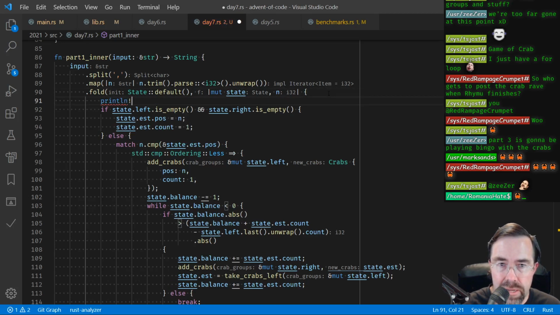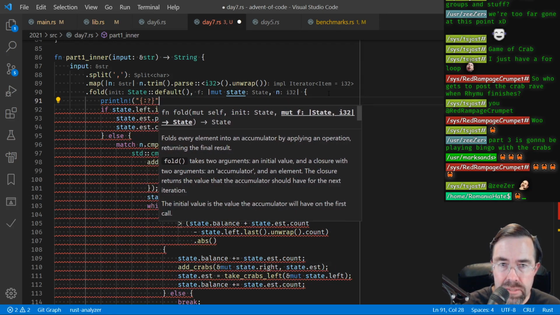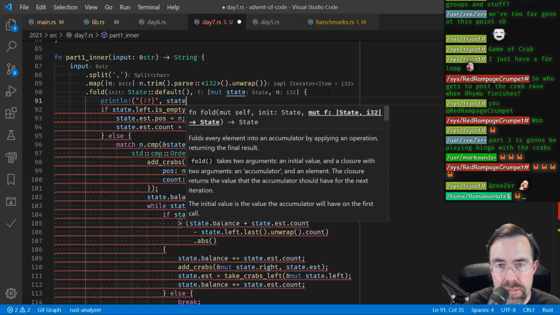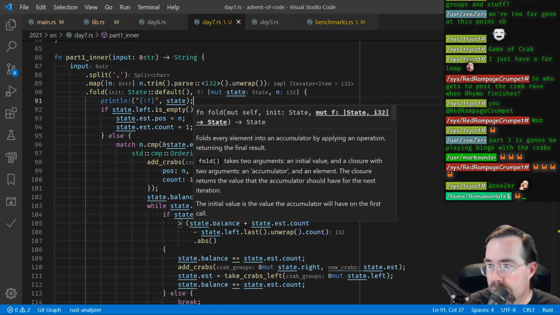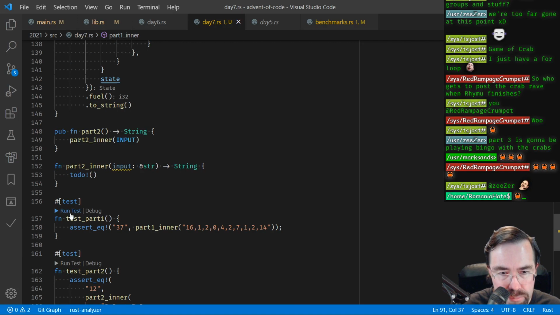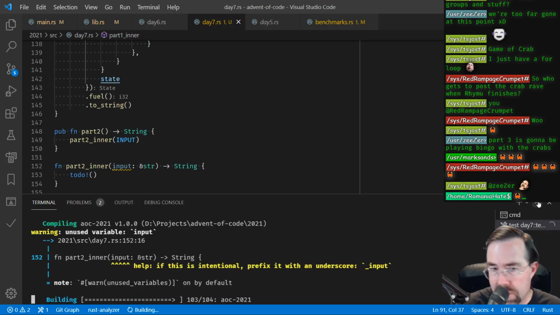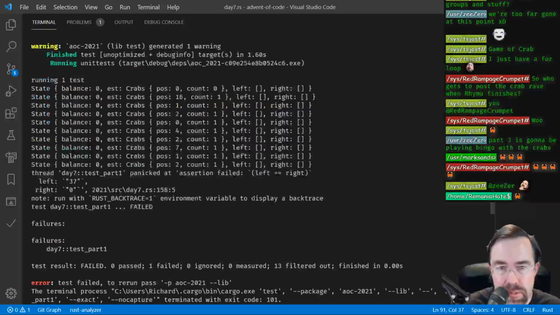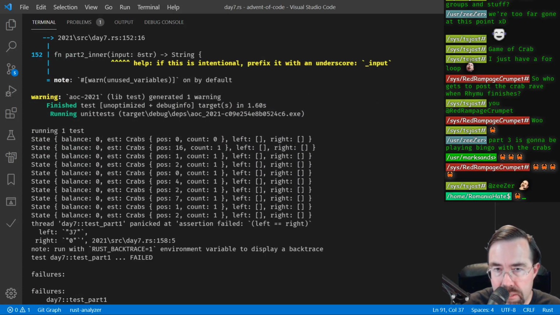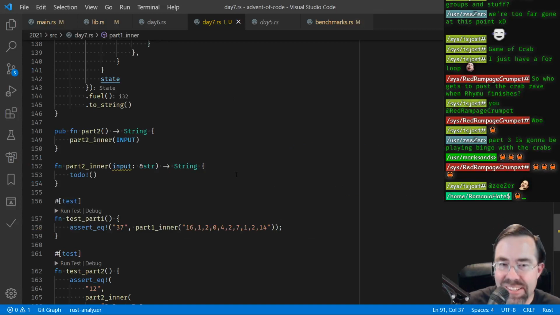So print line state. There we go. Good old-fashioned print line. Let's run it. All right, let's go through. So we start off with nothing. Then we estimate position 16. Then, I see the problem. Yeah, we lost the crab at position 16. How'd that happen? Let me think about this.